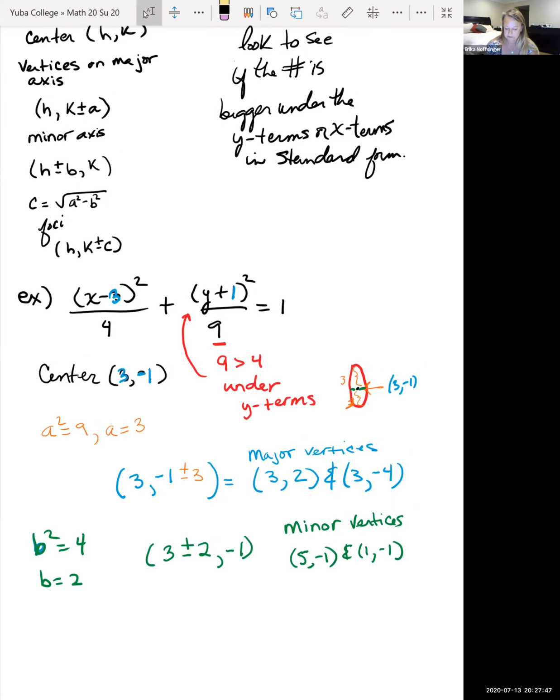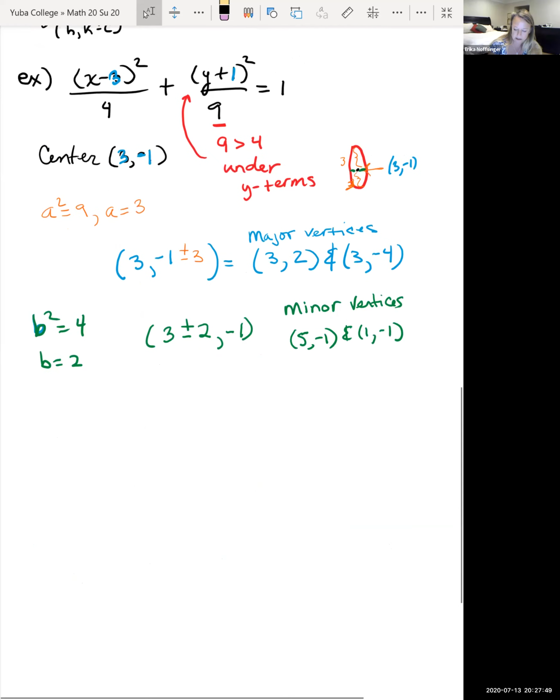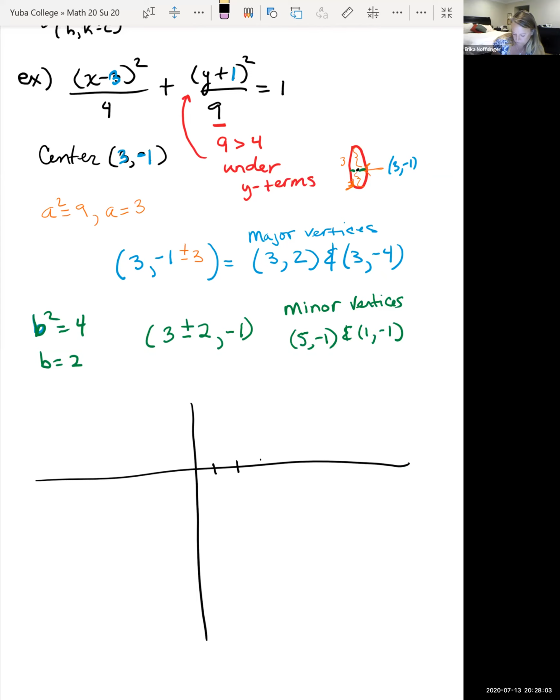Really, I don't need the foci when I'm graphing it on my x and y axes. But we have a center at (3, negative 1), and then we have major vertices at (3, 2) and (3, negative 4).